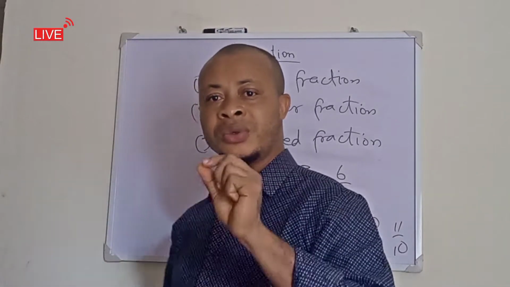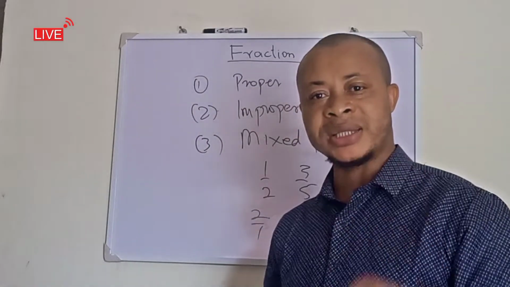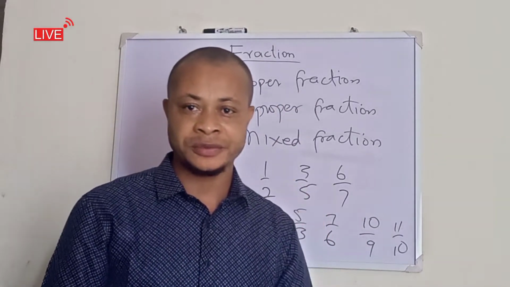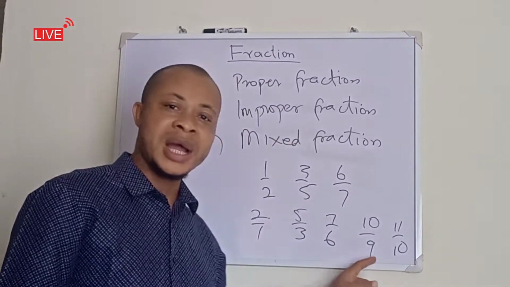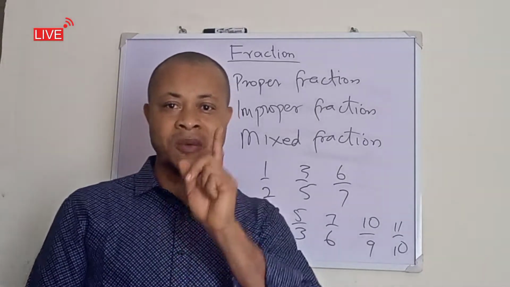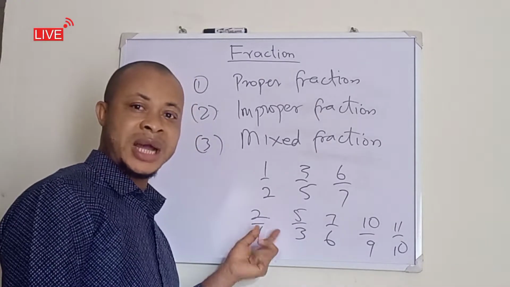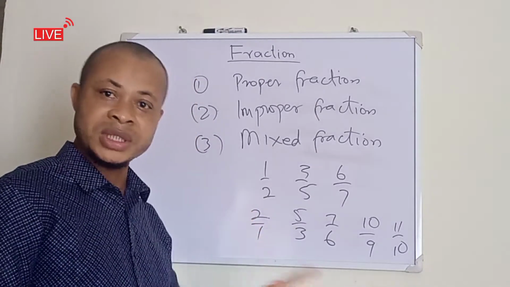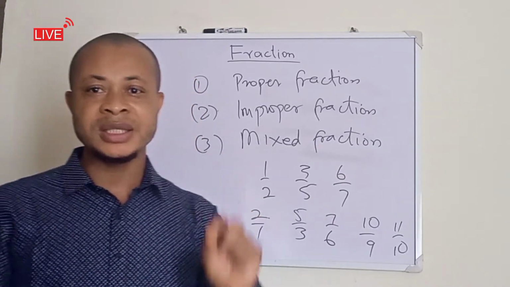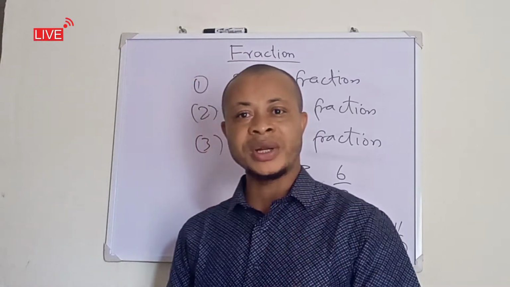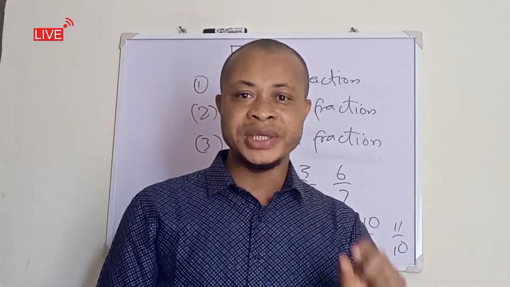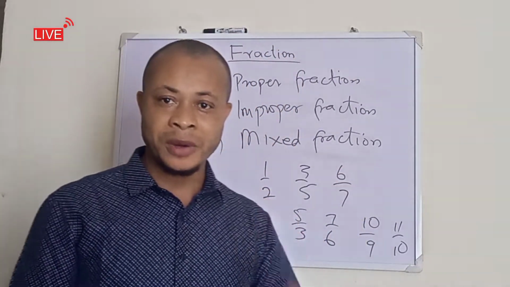A fraction whose numerator is greater than its denominator is known as an improper fraction. Also, we can define an improper fraction as a fraction whose value is greater than 1, because here you can see that 2 divided by 1 is 2. It is greater than 1. So every fraction whose value is greater than 1 is known as an improper fraction, while every fraction whose value is less than 1 is known as a proper fraction.